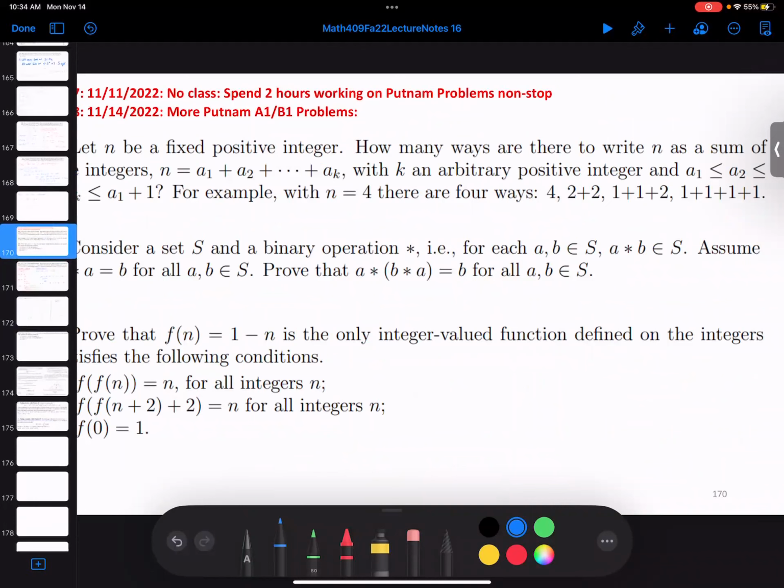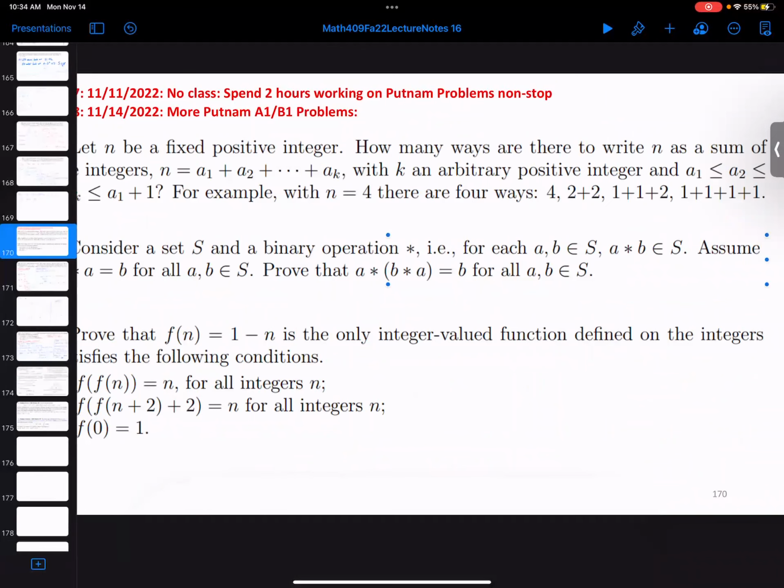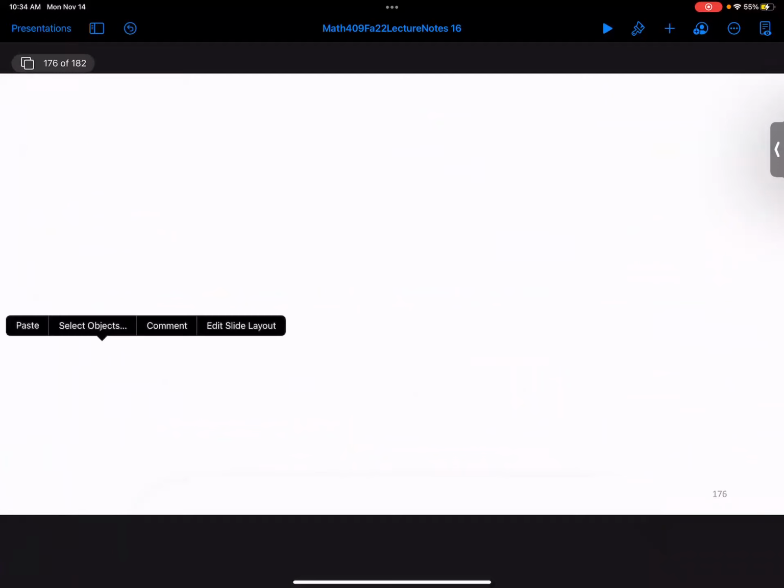All right, so let's take and copy this one. So I have no idea how to do this one.